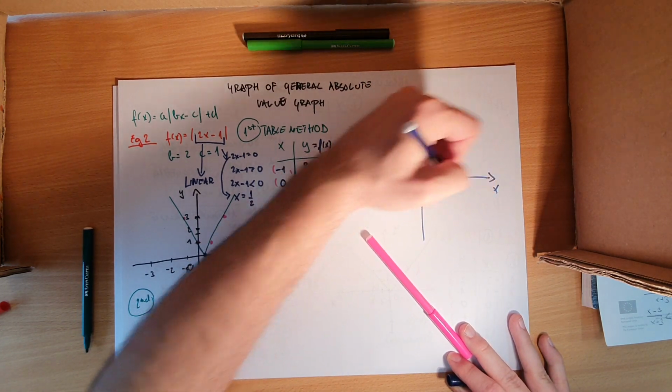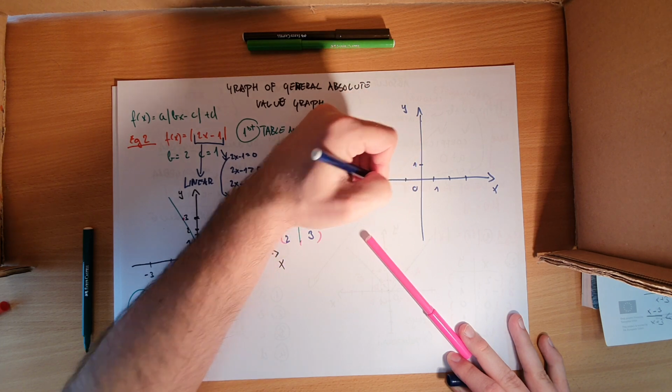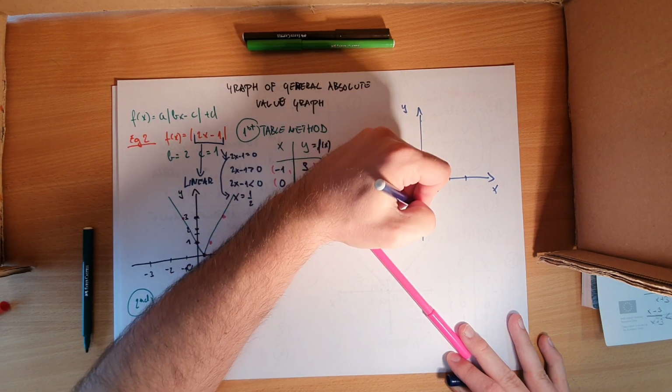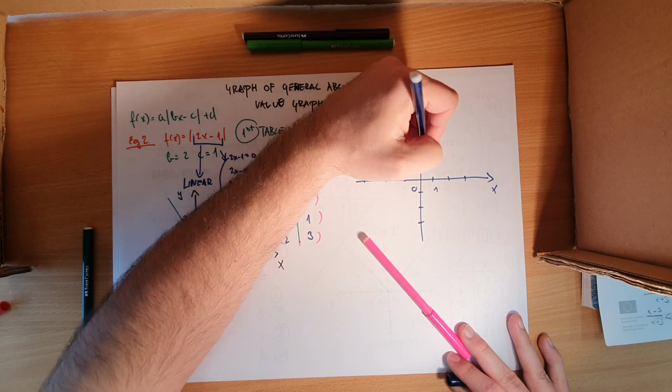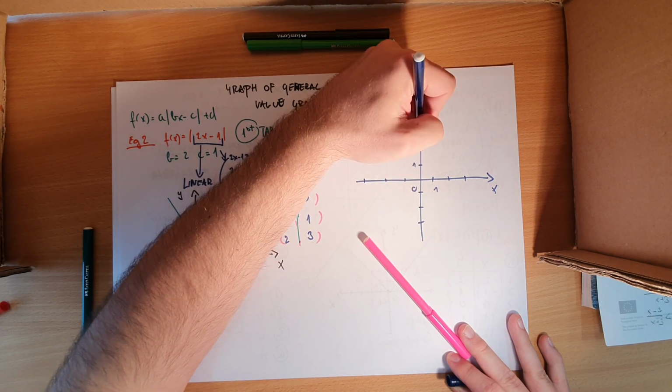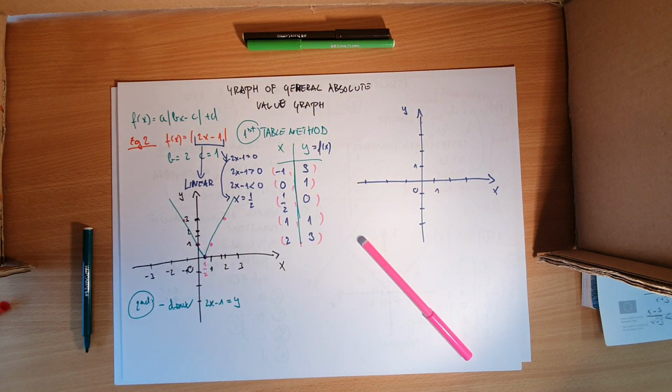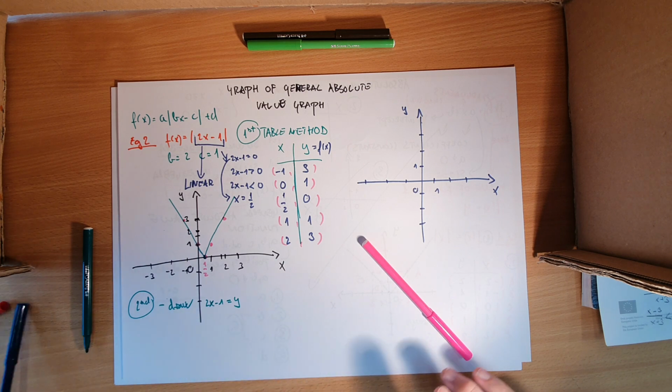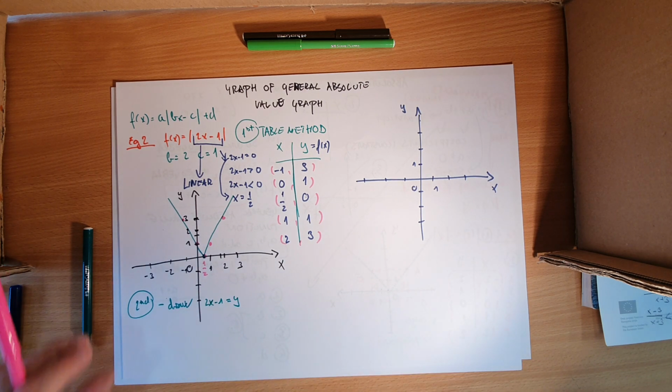2, 3, minus 1, minus 2, minus 3, minus 1, minus 2, minus 3, 1, 2, 3, and so on. Okay. I have tried to be as neat as possible. Now, how do we draw this?